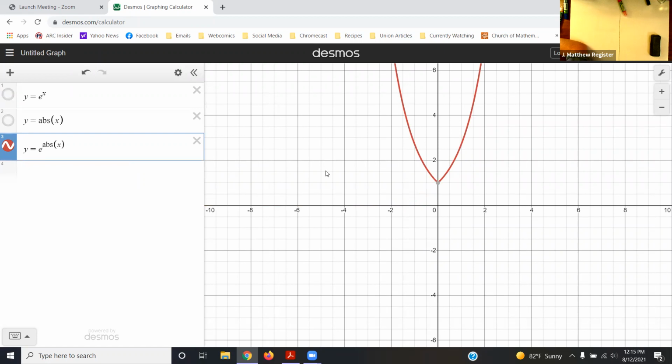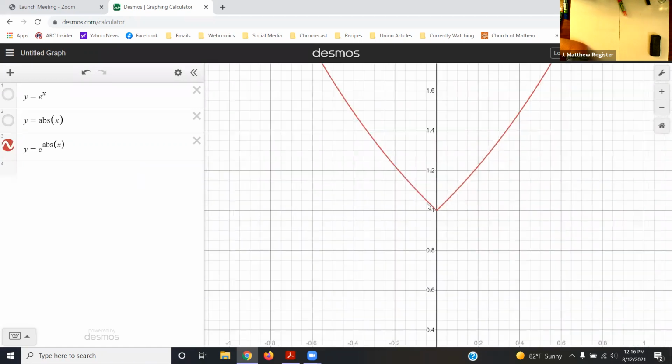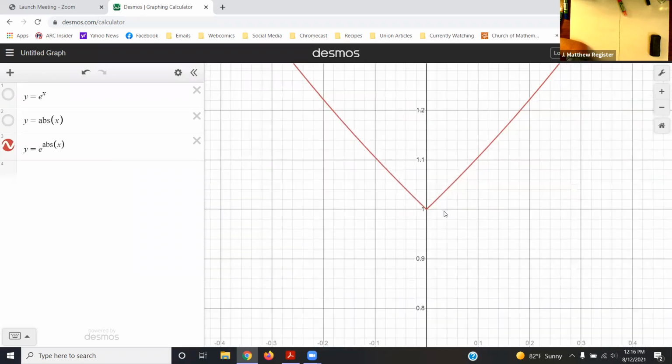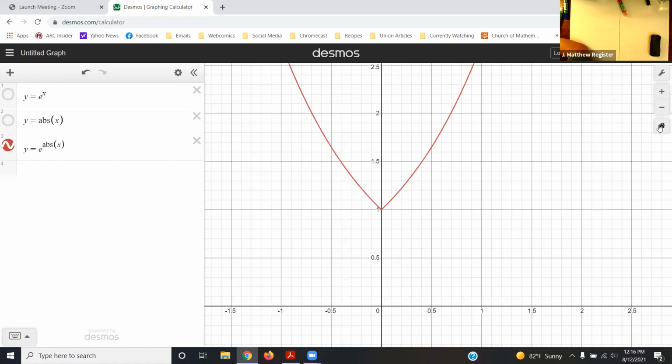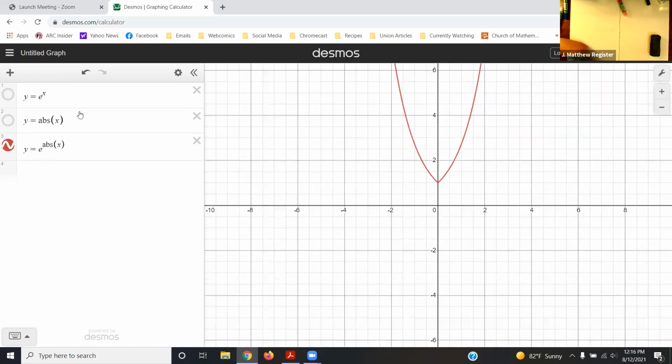And so notice it's just taking the quadrant 1 bit of e to the x, and then it's reflecting it down here. It's no longer going to be smooth. It's going to be coming down to a point. It's a point that is even looking like it's at 45 degrees, which makes sense from a calculus perspective. But it raises the question of what happens when we start doing compositions of other functions.